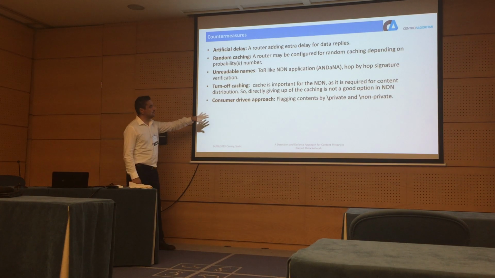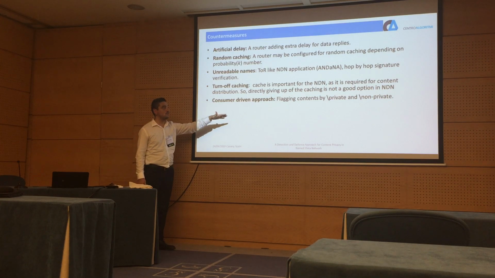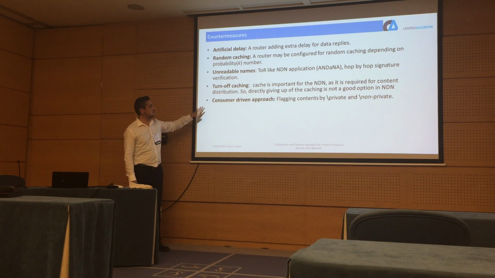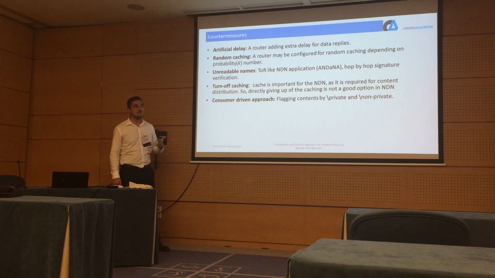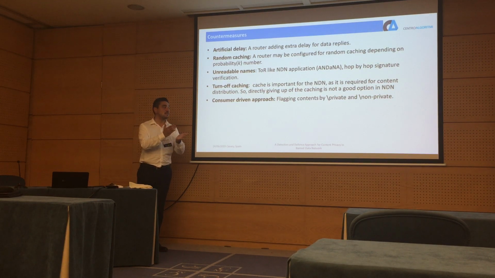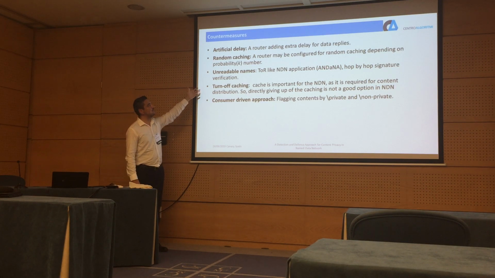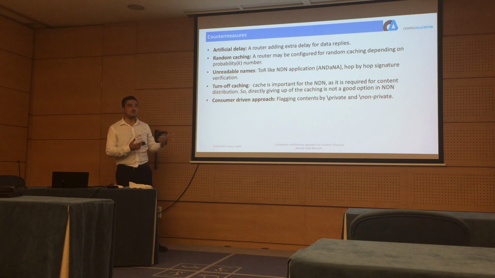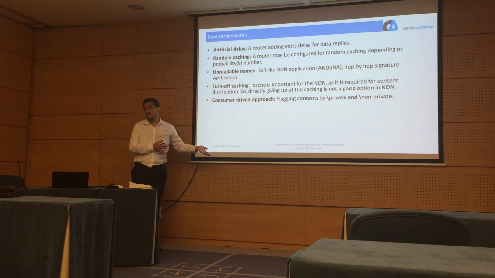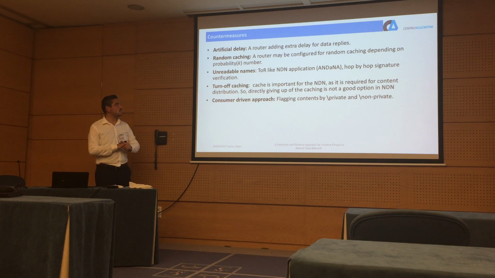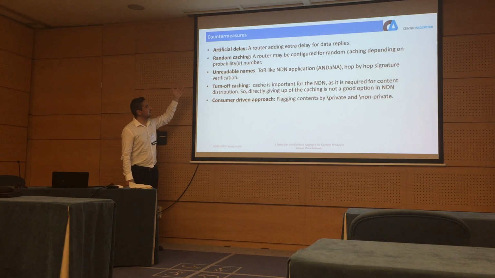Also, there's another approach. I call it a consumer-driven approach. This doesn't make sense to me as well, because it's like if I say YouTube has to be private. If I put a private name in the beginning of YouTube.com, it would be private and not be cached, or have unreadable names. But for me, it's private; for other ones, it may not be private. So those consumer-driven approaches are not suitable as countermeasures either. But the best solutions are the random cache, artificial delay, and turning off the cache.